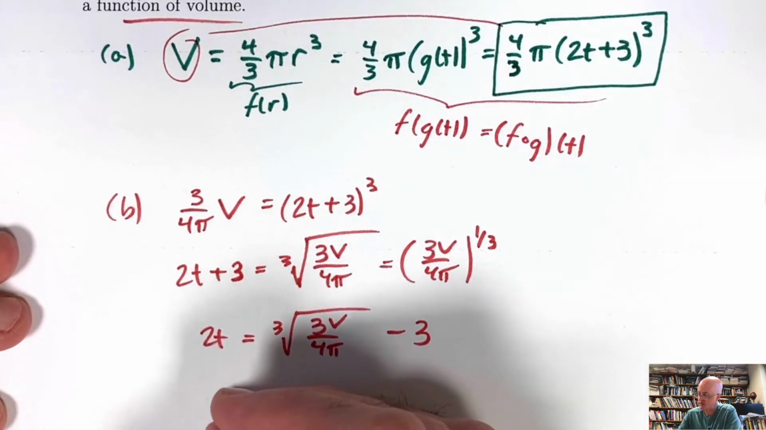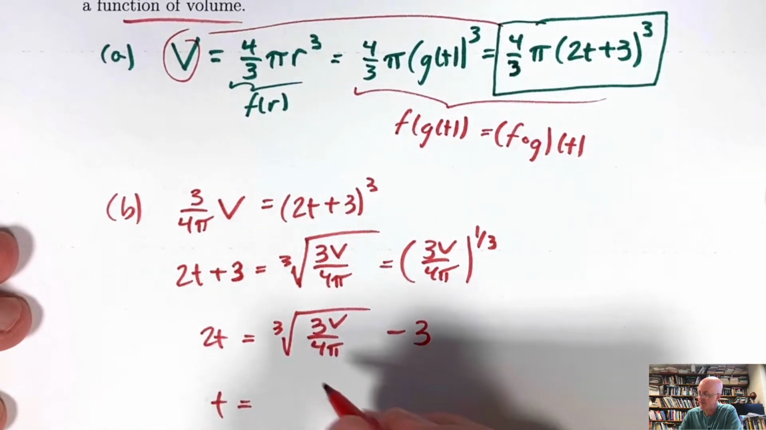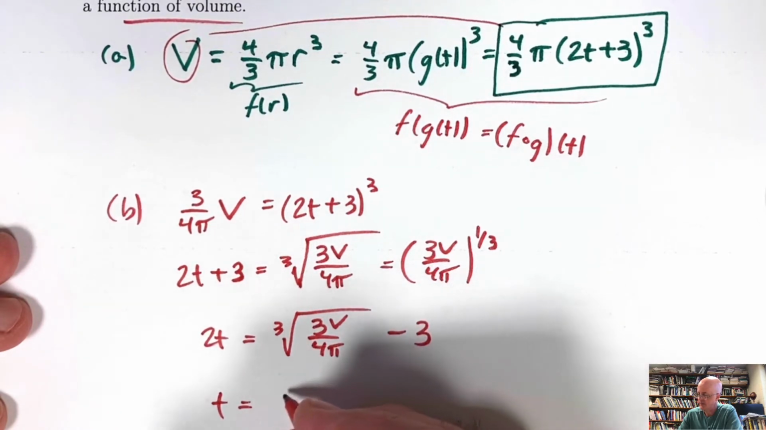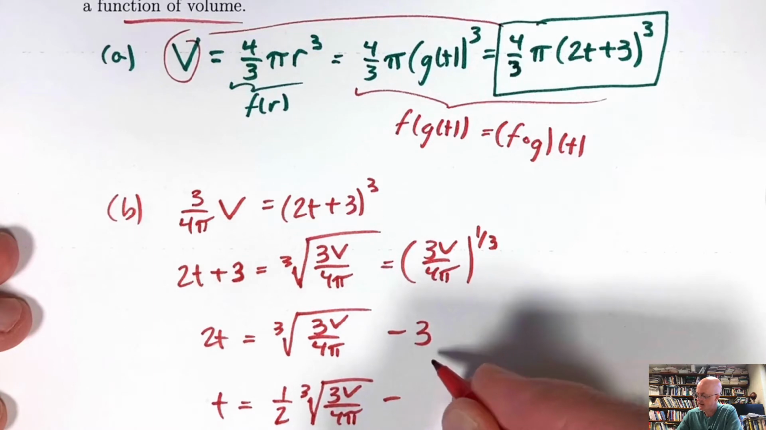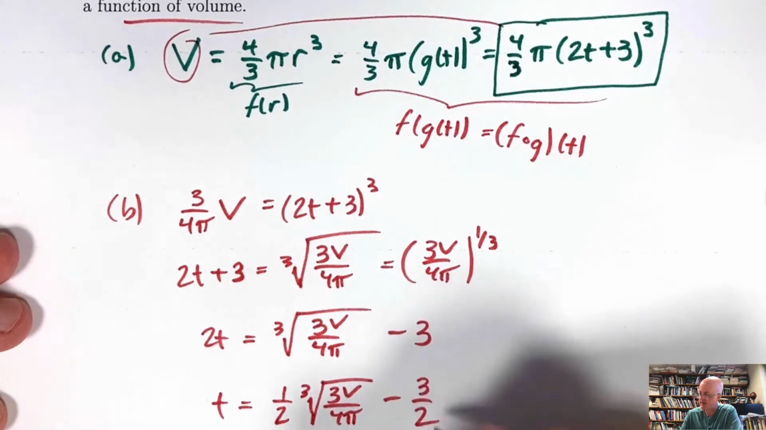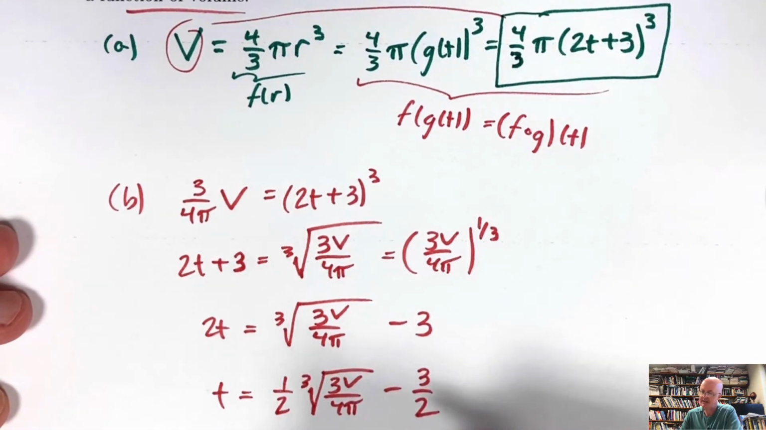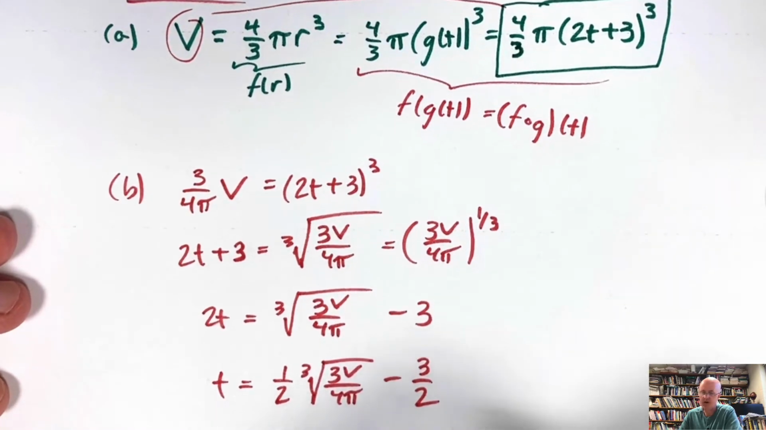Divide both sides by 2. T is going to be 1/2 of this. 1/2 times the cube root of 3v over 4 pi minus, I also have to divide the 3 by 2 to get minus 3/2 right there. That's time as a function of volume.